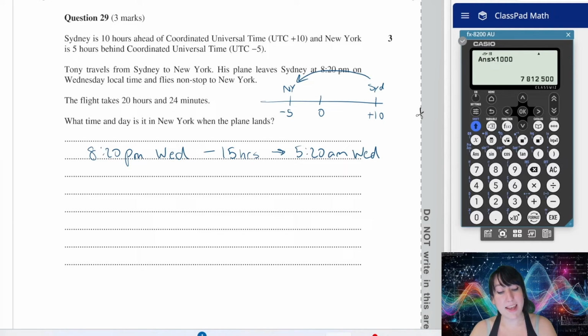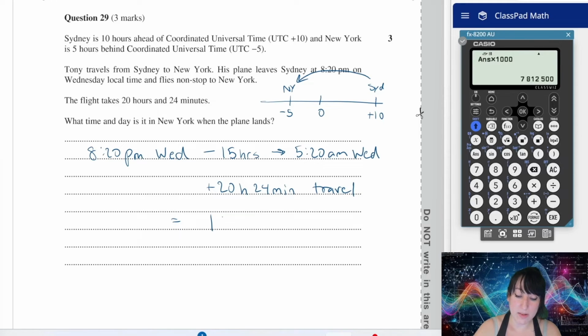But let's not forget to add the travel time. So we now have to add 20 hours and 24 minutes. So if it's 5:20 a.m., in 20 hours, it will be 1 a.m. the next day. And adding on to the minutes, 20 minutes plus 24 minutes, that is just 44 minutes. So it's 1:44 a.m. the next day, Thursday.